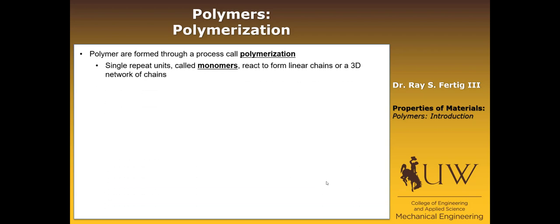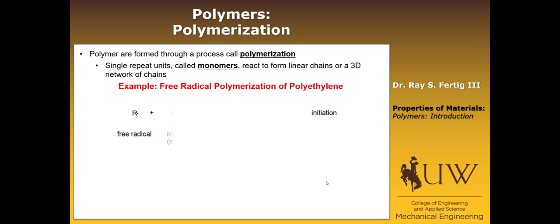And what that is, we have a single repeat unit that's called a monomer, and it reacts to form linear chains or a 3D network of chains. So let me just give you an example. We'll talk more about polymerization later, but this is just a real brief example of how it happens. So this will be the free radical polymerization of polyethylene, and there are other forms of polymerization besides free radical, but this is just one example.